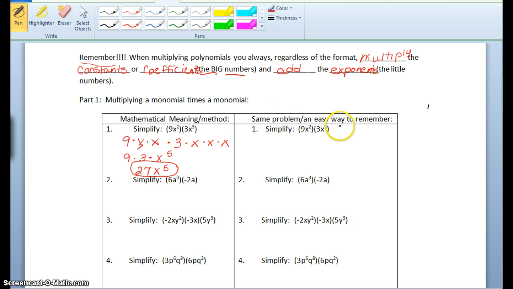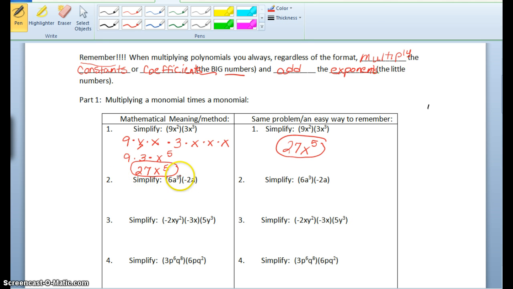Now here's an easier way. What I like to say, again, is multiply the bigs and add the littles. Well, the 9 and the 3 are the big numbers, so 9 times 3 is 27. The only variable here is an x, so we write the x down and add the littles. 2 plus 3 is 5. Now that's a bit shorter, but I did want you to understand the concept behind multiplying a monomial times a monomial.